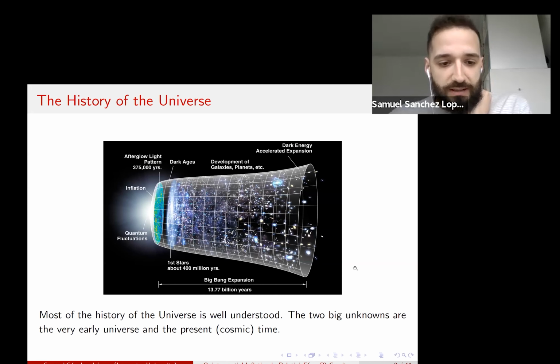So very, very quickly, most of the history of the universe is well understood, at least in general terms, except for the very early universe. We don't know how the universe came into existence. And at the present cosmic time, there's a new substance called dark energy. We don't know what it is, but it's making the universe accelerate again.